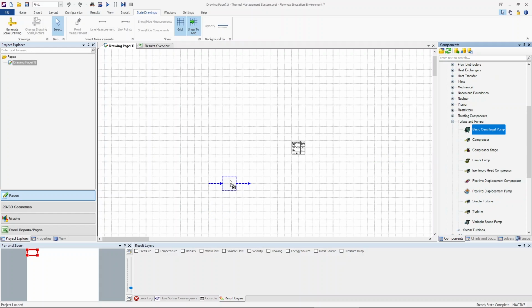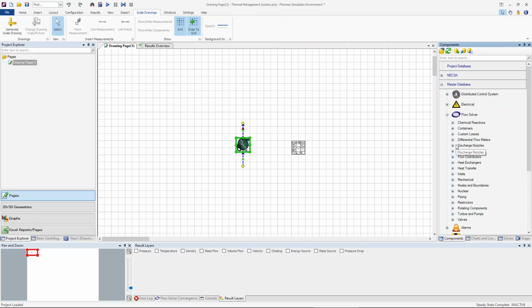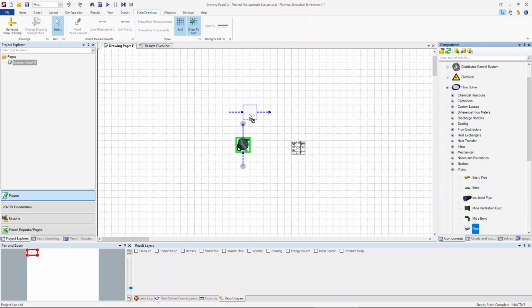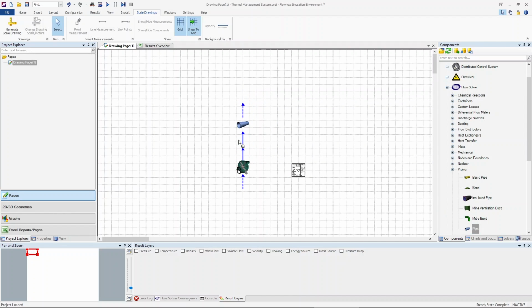For example, the fan will be represented in this case by the basic centrifugal pump. We do have a specific component for the fan. However, this does give the user the ability to design for the specific head and flow required for that specific fan, and then that user can go and choose on fan graphs which fan would be appropriate for this system. We can then also drag in a pipe component, and this will represent the flow channels that would contribute to the extraction of that heat.